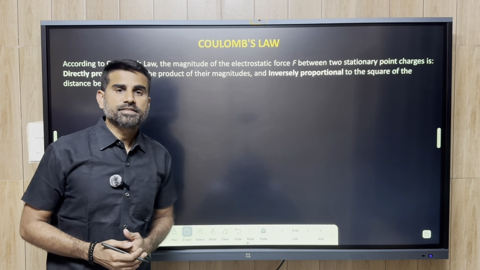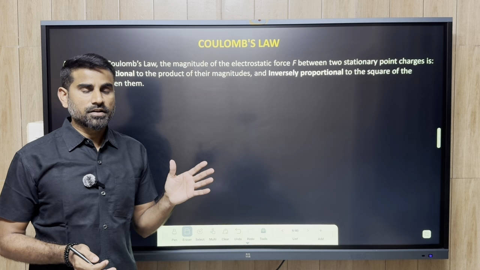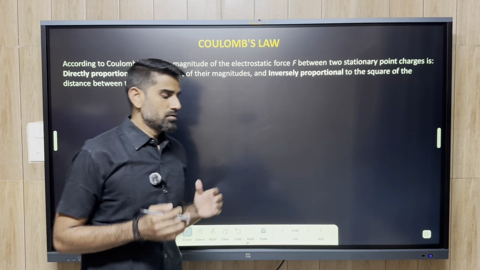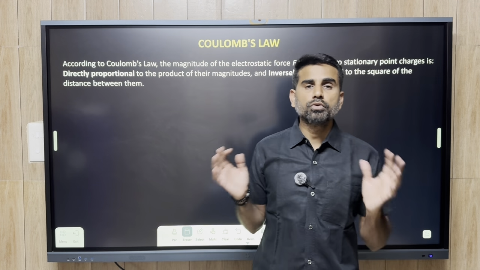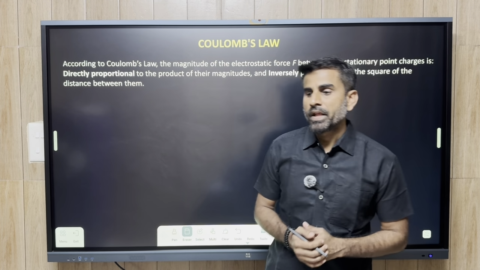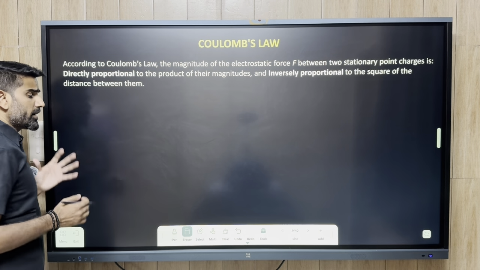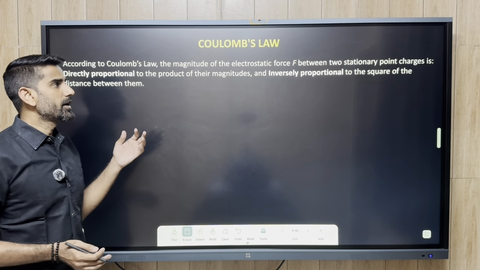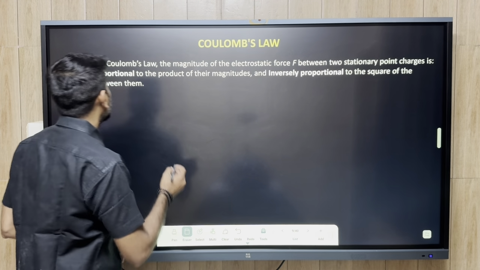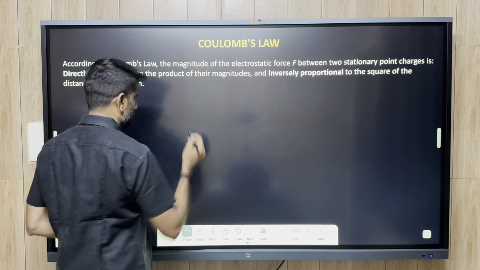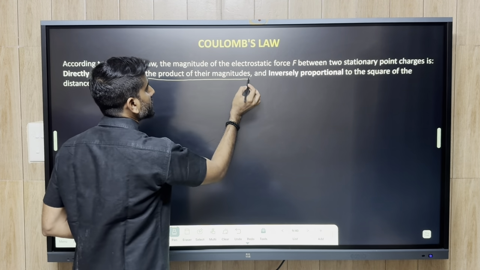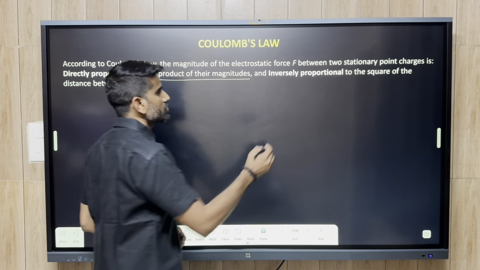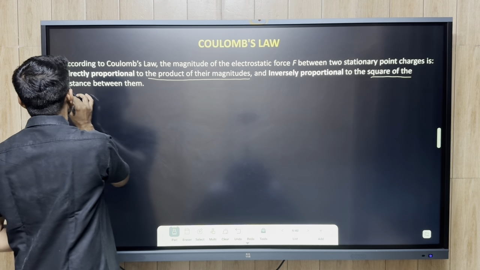Coulomb's law. Coulomb is a scientist whose full name is Charles Augustin de Coulomb. He proposed Coulomb's law, having studied the electric force between charges both qualitatively and quantitatively. According to Coulomb, the electric force between charges, which are stationary, is directly proportional to the product of their magnitudes, and it is inversely proportional to the square of the separation between the two charges.